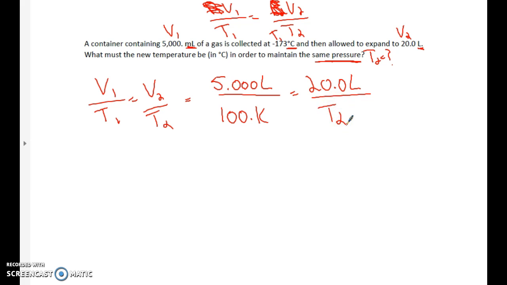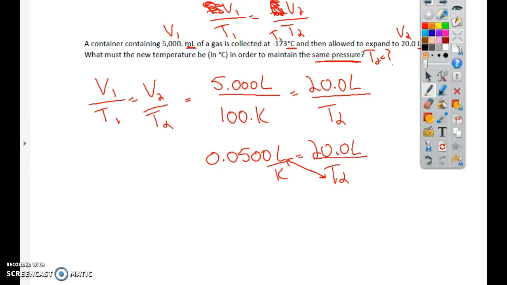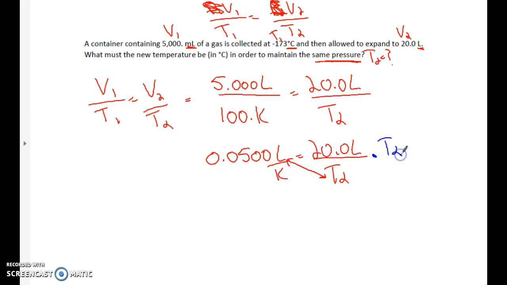Now, there's a little bit of variation in how you can solve this problem. What I usually do is figure out this left-hand part here. So you do 5 divided by 100 on your calculator, which would give you 0.0500 to match the significant digits. And the units are liters over Kelvin. And then that equals 20.0 liters over T2. Now, if you want to solve for the denominator here, basically these two things end up switching places. And the reason is because you have to multiply both sides by T2.